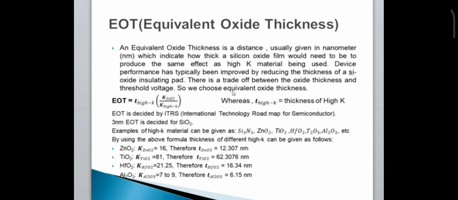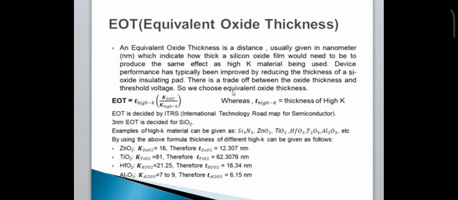EOT is decided by ITRS. ITRS is the International Technology Roadmap for Semiconductors. 3 nanometer EOT is decided by ITRS for SiO2 material. There are different high-K materials, for example Si3N4, ZrO2, TiO2, HfO2, Ta2O5, Al2O3, etc.